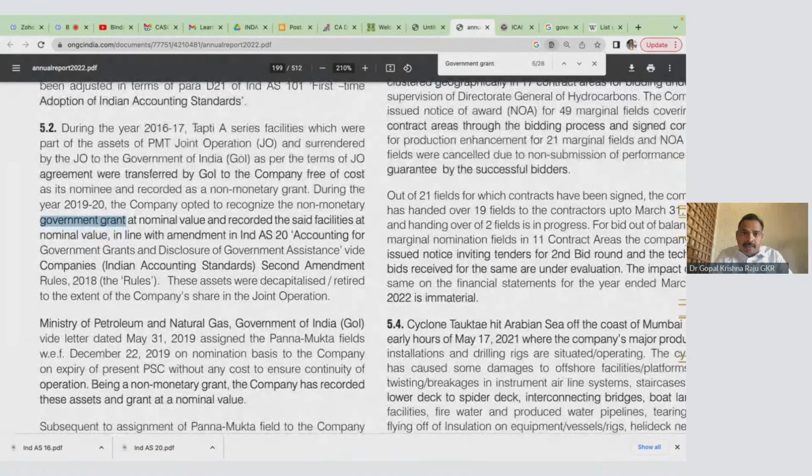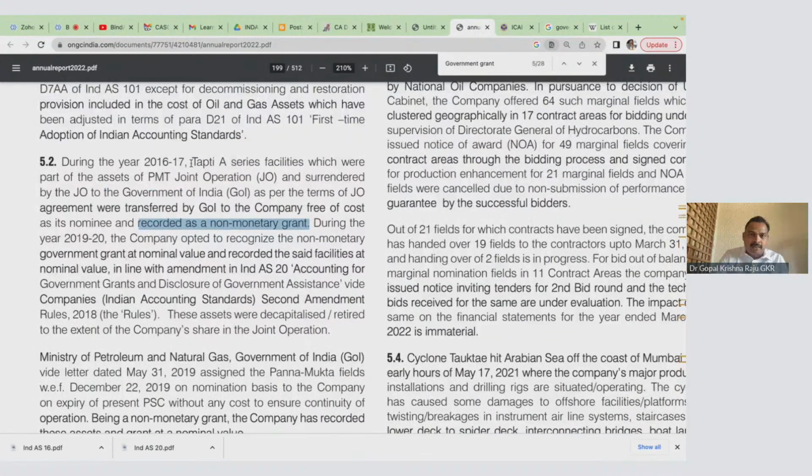During the year 16-17, TAPTI A series facilities, which are part of the assets of PMT joint operations, surrendered by the JO to Government of India as per the terms of the JO agreement, was transferred by Government of India to the company free of cost as its nominee and recorded as a non-monetary grant. TAPTI is actually one river bed. So the facilities which are part of the assets of PMT joint operation were surrendered by the JO to the Government of India.